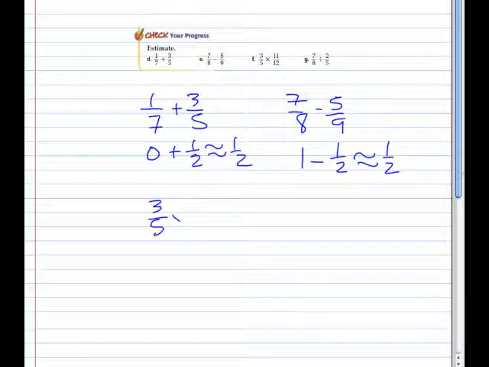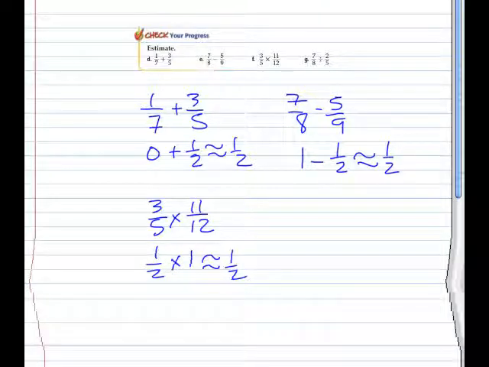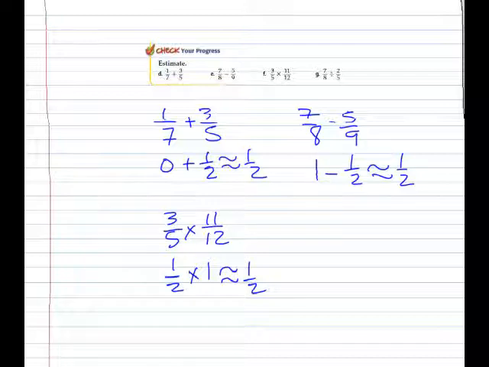In example F, 3/5 times 11/12. 3/5, 3 is about half of 5, so we're going to round that to 1/2. We're going to round 11/12 to 1 because 11 is about the same as 12. So 1/2 times 1 is approximately 1/2.